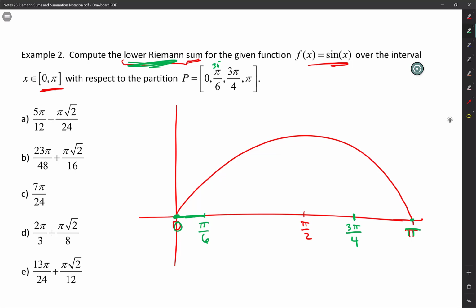Then I do a partition between pi over 6 and 3 pi over 4. The lowest point between pi over 6 and pi over 2, sine x is always increasing. I thought it was pi over 6 and 3 pi over 4. Oh, you're right, that's correcto. Between pi over 6 and 3 pi over 4, the lowest happens at pi over 6. It's always increasing until pi over 2, and then it decreases for a little bit until you get to 3 pi over 4, but pi over 6 is still smaller than 3 pi over 4, the y value. So here's my second rectangle.